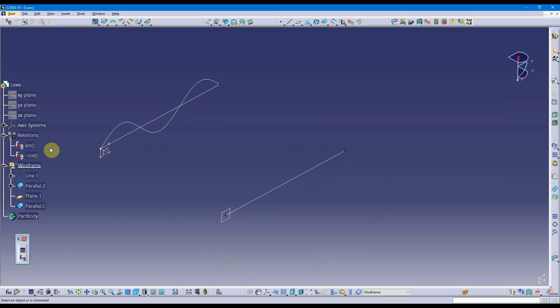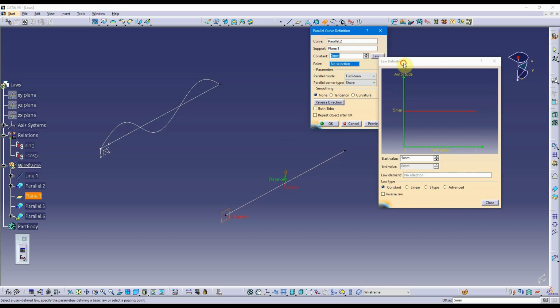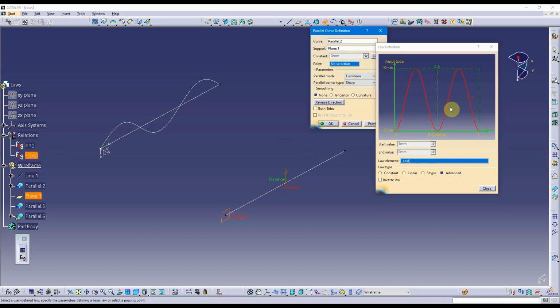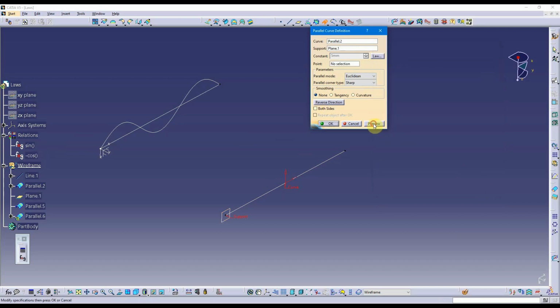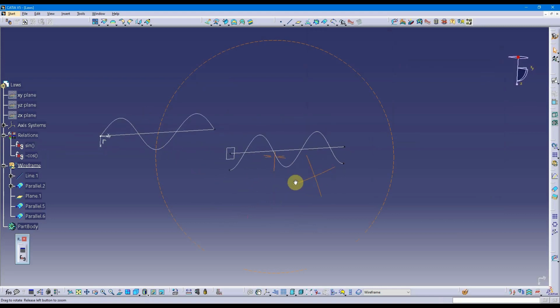Parallel curve, you can see it on my tree over here, negative cosine function. So do my parallel curve. So I've got a curve and my support. Notice that's why I had to put this plane here, because I need the support on the line. That's one of the things about CATIA. Then I'll come over to the law definition, and I can do advanced and select that law function. You can see it graphed, it's looking good. I got good amplitude values. All is looking great. Preview it, and there's my negative cosine function.